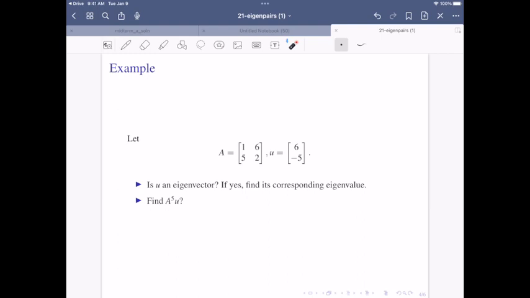Let's look at one example. Here we are not going to ask, for a given 2 by 2 matrix A, how to find its eigenpairs, but we are going to give you a vector and try to verify whether this is an eigenvector or not. And if this is an eigenvector, you want to find the corresponding eigenvalue. And we also have some application of eigenpairs. So this is the application.